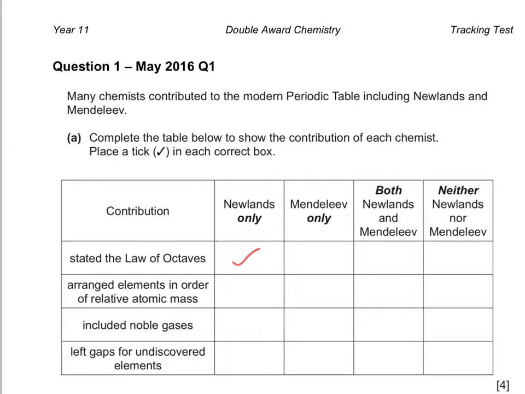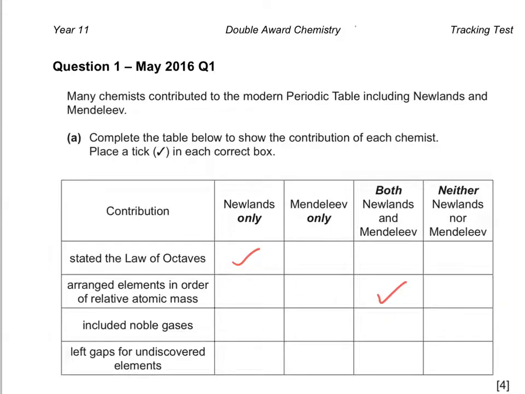Next statement was arranged elements in order of relative atomic mass. Well, Newlands did that, and Mendeleev also ordered his elements in order of relative atomic mass. So the one we're ticking there is both Newlands and Mendeleev. Next one is included noble gases. The noble gases were only introduced on the modern periodic table. That wasn't even on Mendeleev's periodic table.